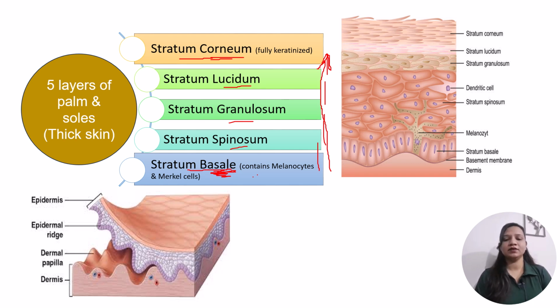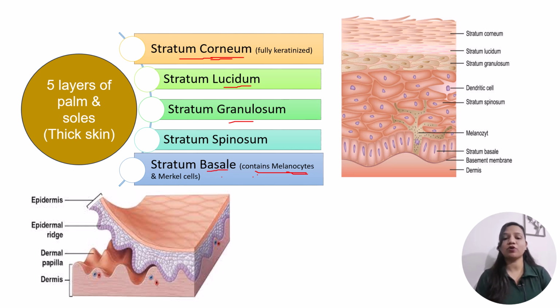The stratum basale layer also contains melanocytes. Melanocytes are the cells which produce melanin, and melanin is very essential for the pigmentation of the skin. Melanin is the product which gives color to the skin, and it is produced by the melanocytes present in this layer, the stratum basale of the epidermis.